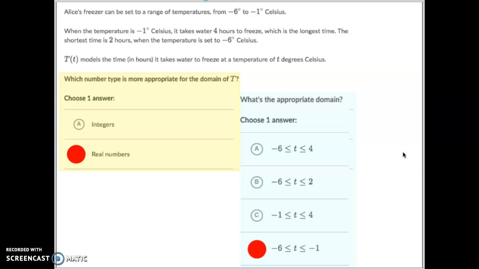Hopefully this makes good sense to you. Take your time, really think about each answer before you put them in there, because if you don't, sometimes you can slip up on these things a little bit.